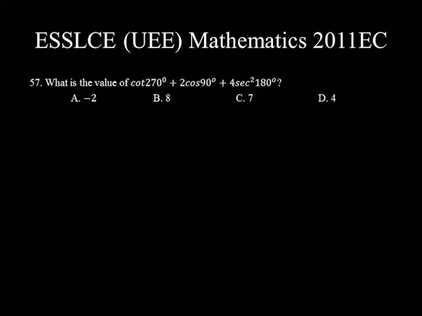Question number 57. What is the value of cot 270 degrees plus 2 cos 90 degrees plus 4 sec squared of 180 degrees? All the angles under inquiry are quadrantal angles. That means their terminal side lies on either the x-axis or the y-axis. Thus, it's appropriate to use the unit circle to determine their sum. This is the xy plane. This is a unit circle centered at the origin and its radius is 1. So its ordered pairs at the four terminal sides are A, that's (1, 0), B, (0, 1), C, (negative 1, 0), and D, (0, negative 1).